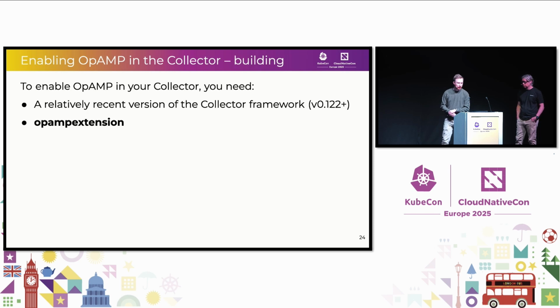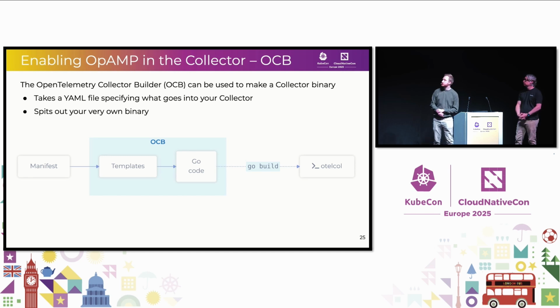So all you need to enable OpAMP in your collector is ideally a recent version of the collector framework, so v1.22 plus, hopefully. You can use older versions, but there are just more caveats. If you are using that, all you need is the OpAMP extension. If you just put that in your collector, it can be controlled through OpAMP. So just a quick overview of OCB to show you how you do this with your own distribution.